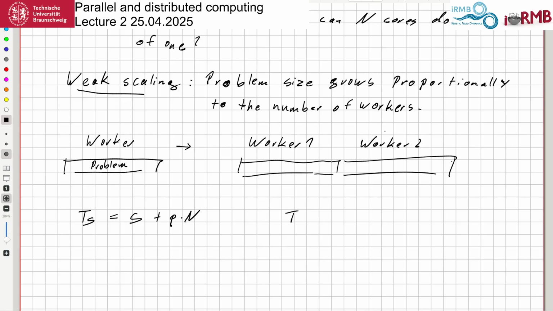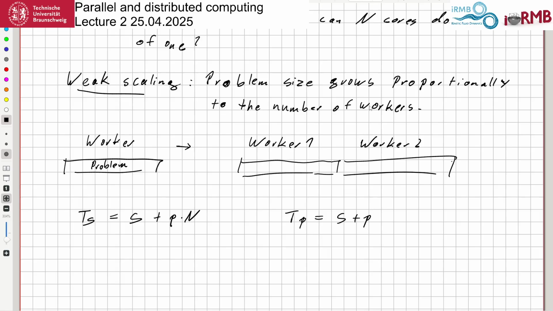And conversely, now TP is S plus P, because every worker has to do their serial part. So they have to put on their working clothes. Everybody has to do this themselves, and then they have their part of the wall that they have to build, and this is always the same 1 meter. So this is not dependent on N.